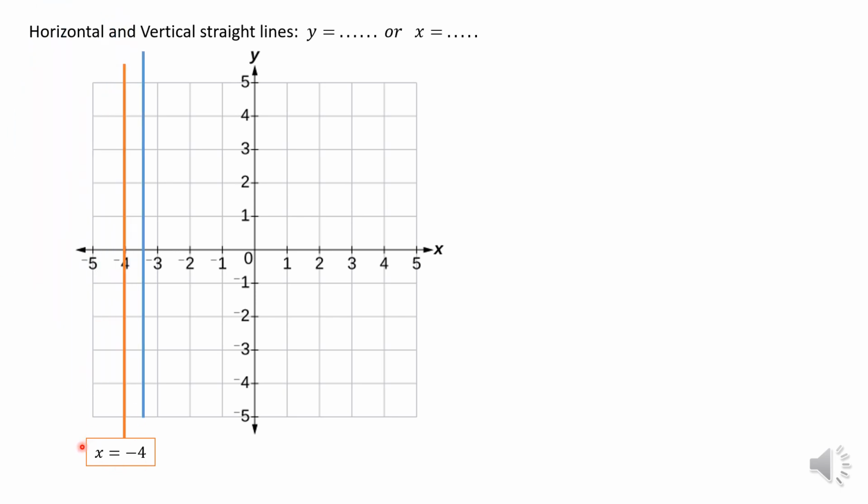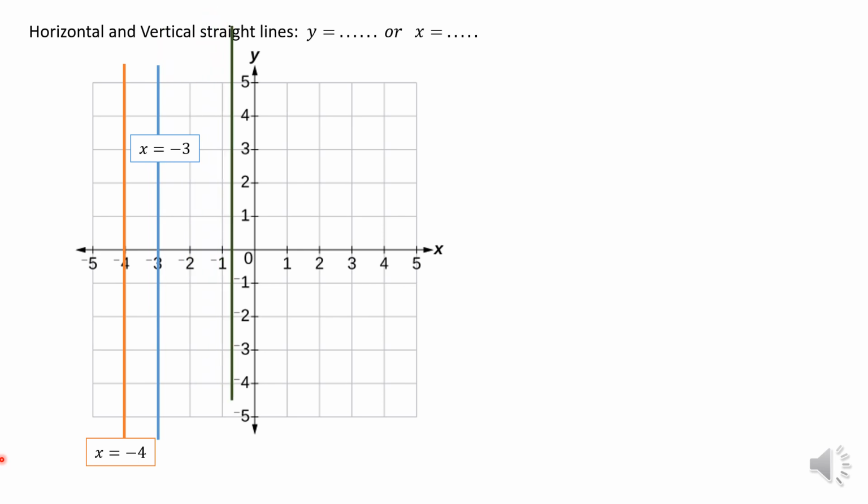Bring in another one. You see this line cuts the x-axis at negative 3, and this line is x equals to negative 3. That's all. This one is interesting. It lands on the y-axis. So its equation is x equals to 0. So another way for the y-axis to be written is x equals to 0. And then this one cuts the x-axis at 4. And its equation therefore will be x equals to 4.